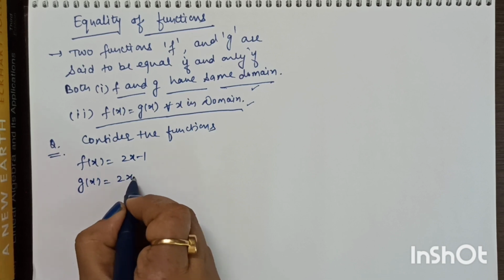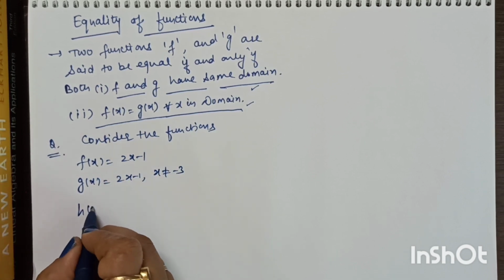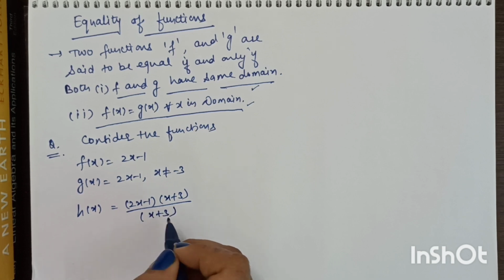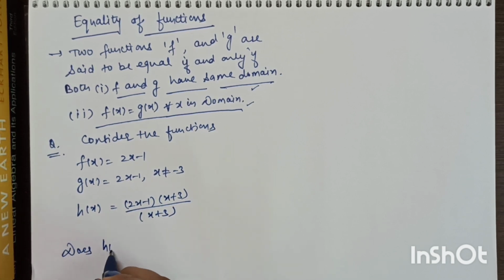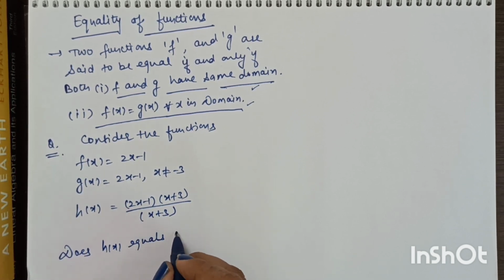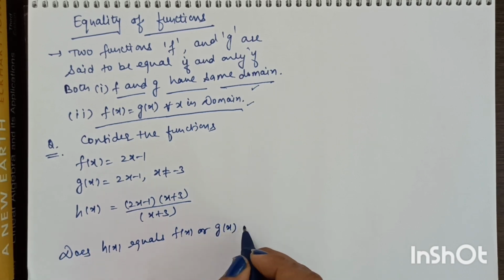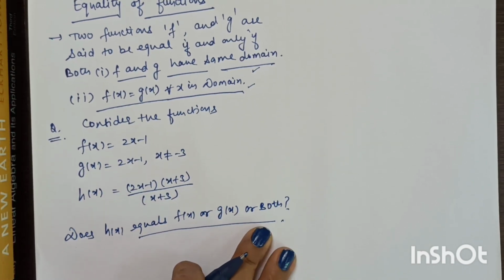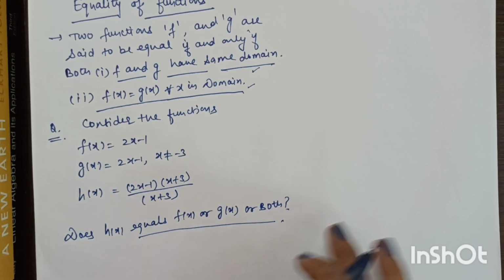So there are three functions. f(x) equals 2x minus 1, g(x) equals 2x minus 1 with the restriction x cannot be minus 3, and h(x) equals (2x minus 1)(x plus 3) upon x plus 3, which we have discussed just before this. So does the function h(x) equal f(x) or g(x) or both?